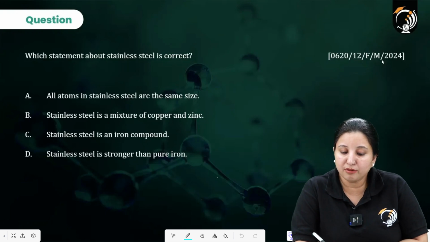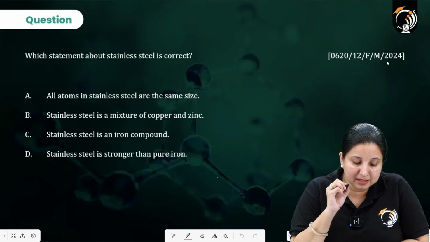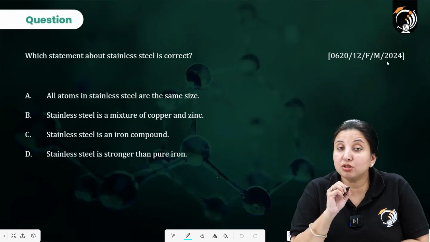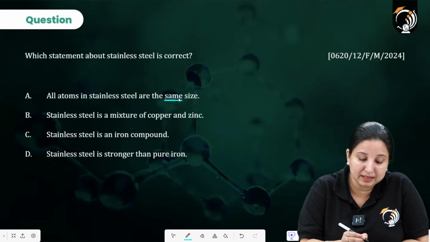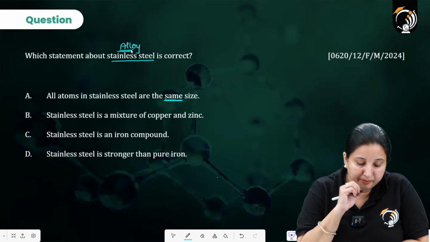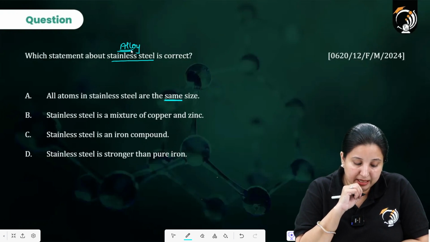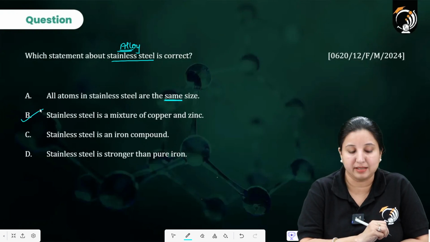Now look, this is also from the February-March series. All atoms in stainless steel are the same size. This is wrong, because they cannot have the same size. The reason is that stainless steel is an alloy, and you know that an alloy is a homogeneous mixture of metals. Then, stainless steel is a mixture of copper and zinc. Yes, this is the correct statement.